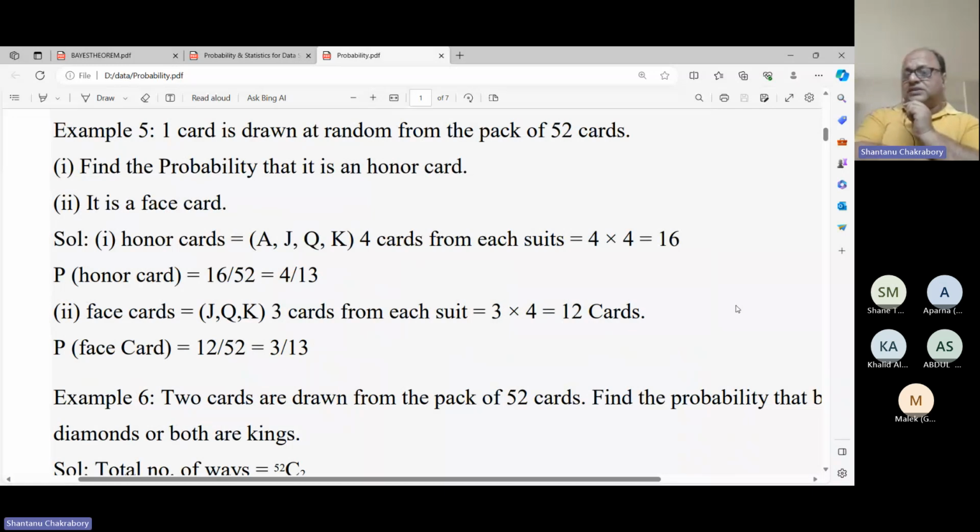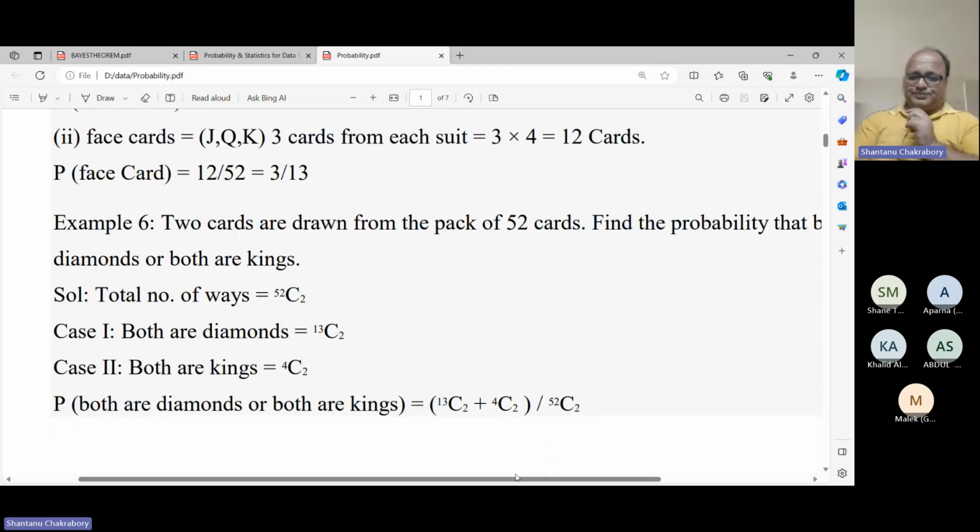What are face cards? The face cards are J, Q, K. So there are 3 face cards in each suit. So what is the probability of getting a face card from a pack of 52 cards? So 3 into 4, because there are 4 suits. So we'll have 12 face cards, and 12 by 52 gives us a probability of 3 by 13. So this is what we get as the probability of a random card picked from a pack of 52 cards.